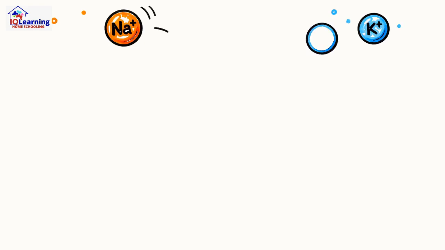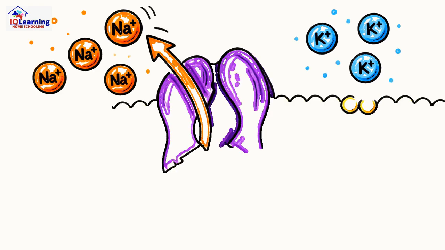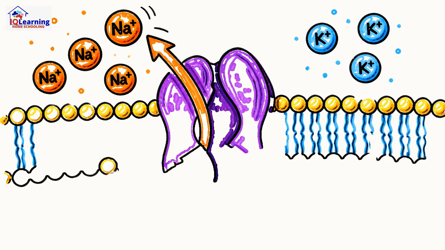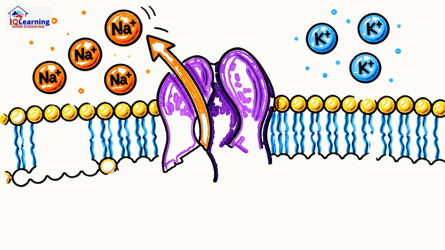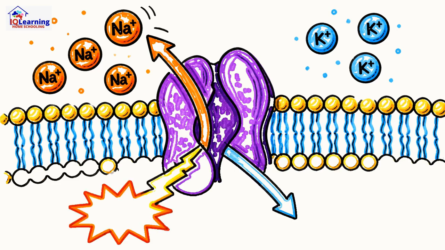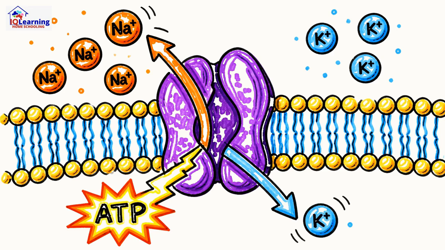But for the really important tasks, the cell spends energy. Active transport is like a powerful pump pushing substances uphill against their natural flow. The famous sodium-potassium pump, for instance, works tirelessly, burning ATP to maintain the precise ion balance that's essential for our nerves to fire and muscles to contract.